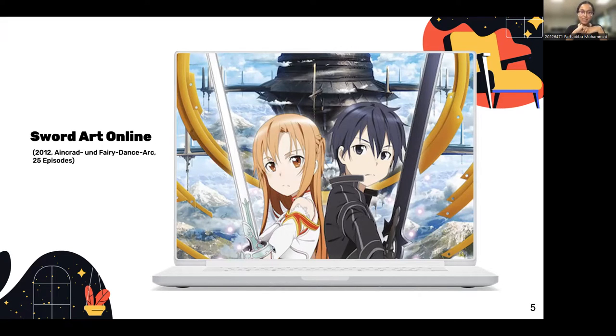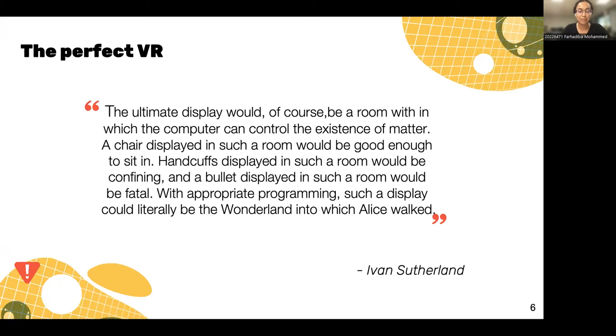And there is a very famous quote, which also kind of sums this all up, which is by Ivan Sutherland. He is talking about the ultimate display, which also kind of refers to the perfect virtual reality. So what he says is the ultimate display would, of course, be a room in which the computer can control the existence of matter. A chair displayed in such a room would be good enough to sit in. Handcuffs displayed in such a room would be confining, and a bullet displayed in such a room would be fatal. With appropriate programming, such a display could literally be the wonderland into which Alice walked.